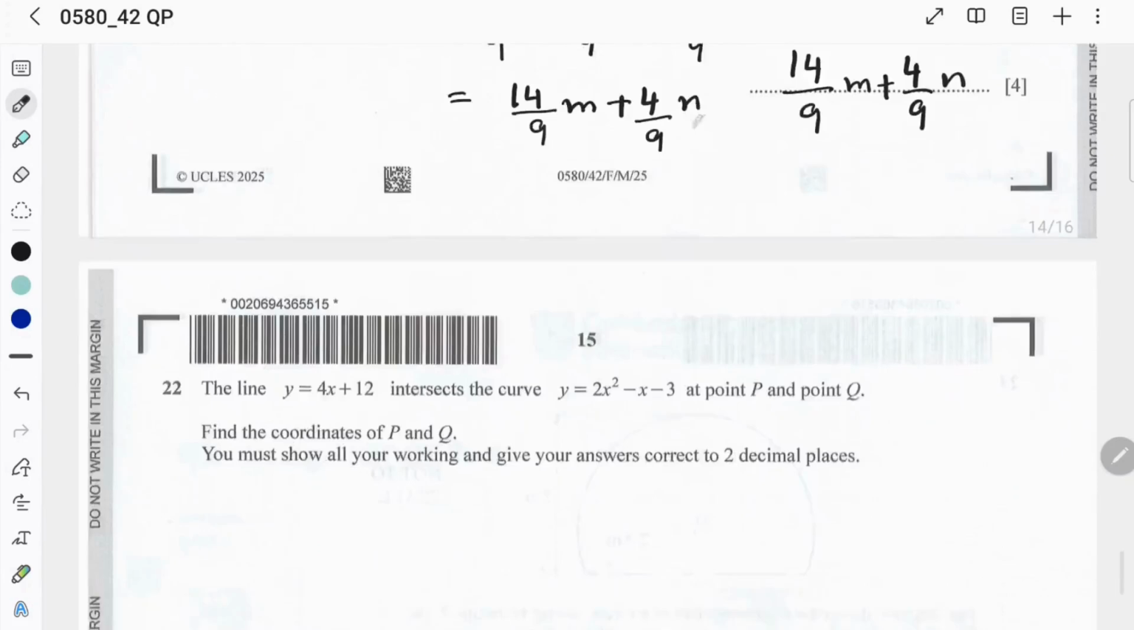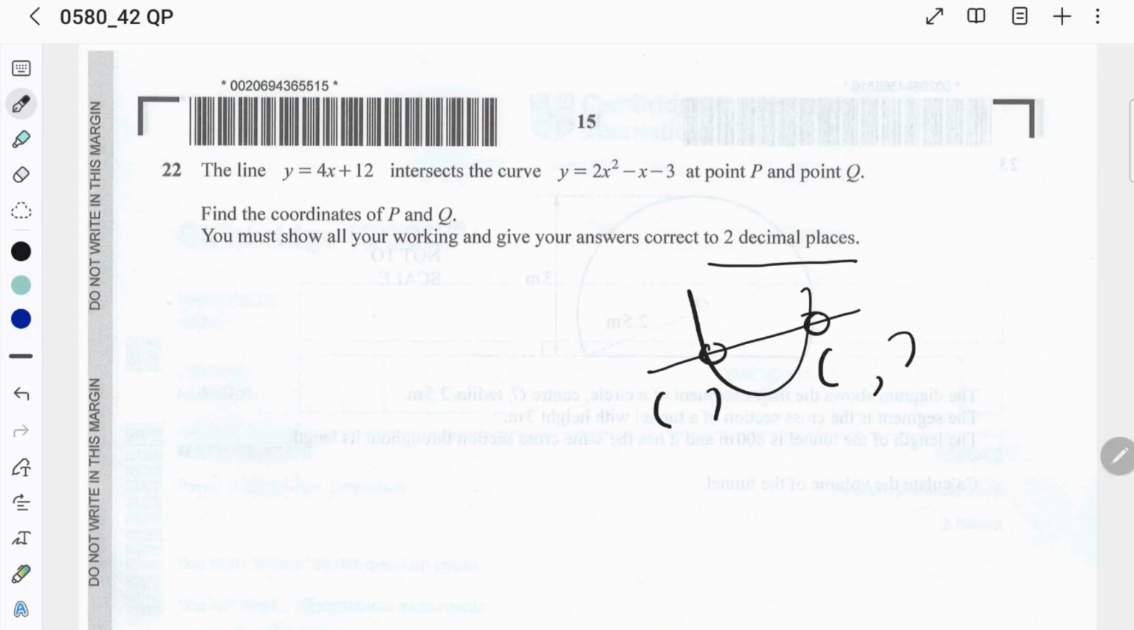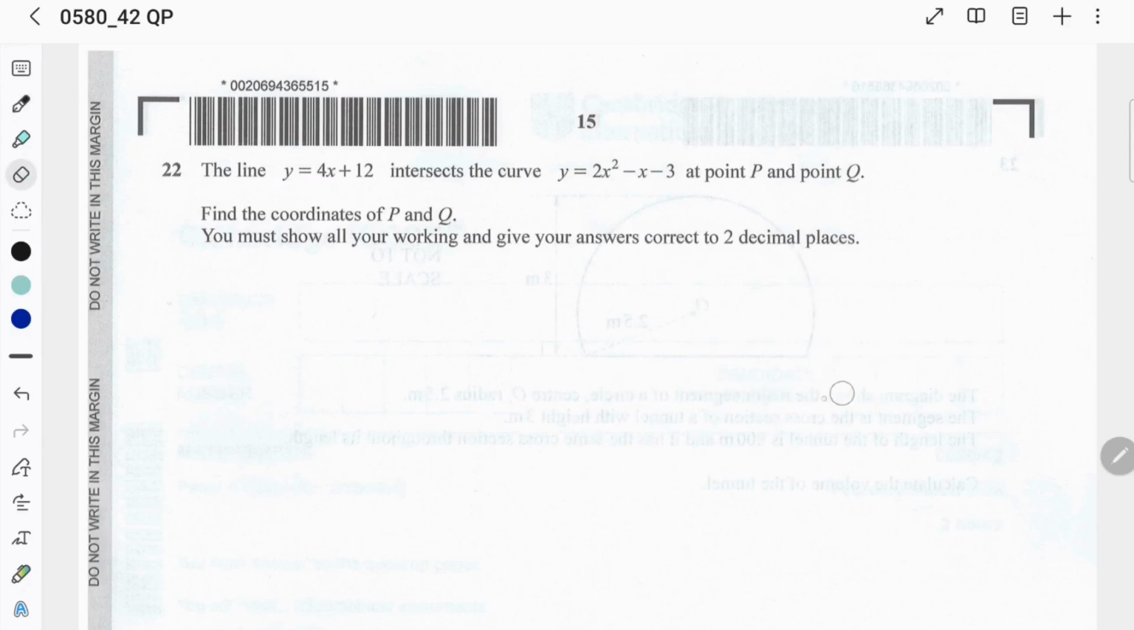Okay. Now the next question, question number 22. The line y is equal to 4x plus 12 intersects the curve y is equal to 2x square minus x minus 3 at points P and Q. Find the coordinates of P and Q. It means a line and a curve intersect at 2 points, and we have to find out what those 2 points are. Correct to 2 decimal places, it means just find your answer and round it off to 2 decimal places. So it's simultaneous equations, a linear and a quadratic one.